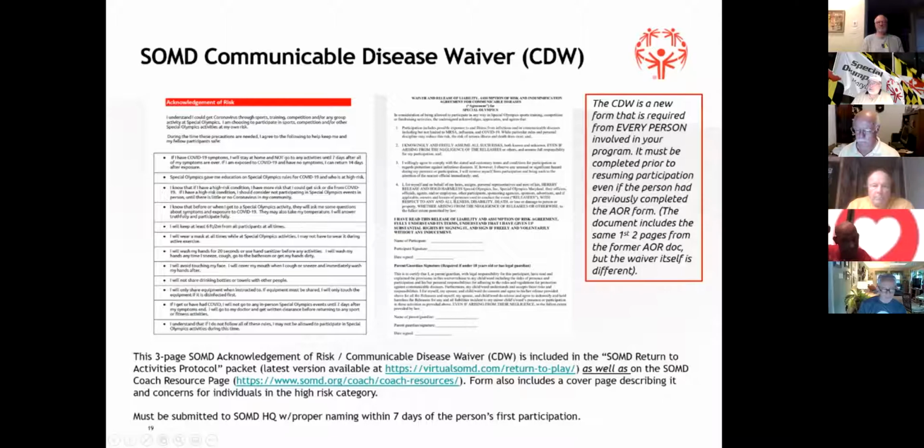These are the listings of the things that they're saying they'll adhere to, that they'll stay at home if they have symptoms, acknowledging they got education. They're going to wear a mask at all times when they're doing it, and we'll talk through how that applies. Wash your hands. Will not share drinking bottles, so on down the line. So they're acknowledging that as a part of that.